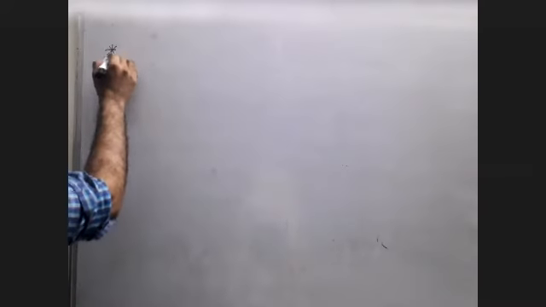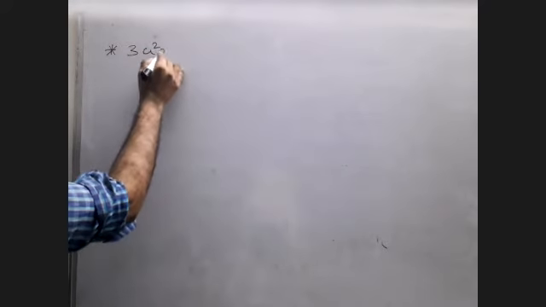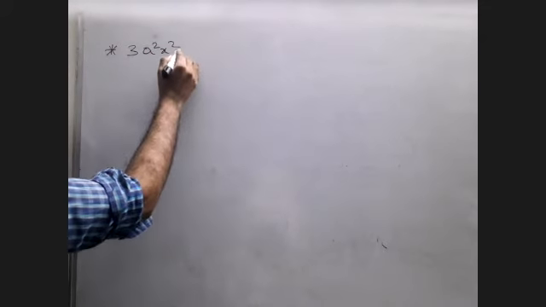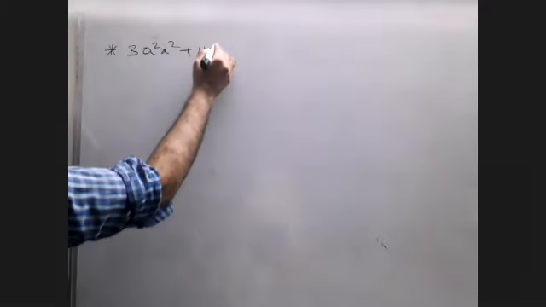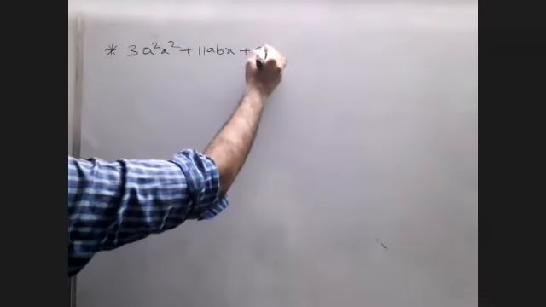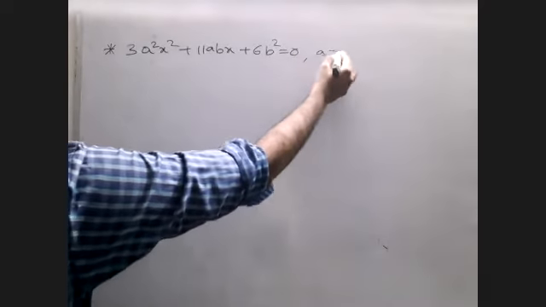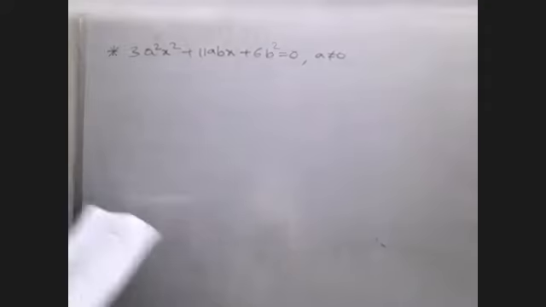Yeah, one more different question. Listen. Solve 3a square x square plus 11abx plus 6b square is equal to 0, where a is not equal to 0. I told you if a is equal to 0, then this total is 0, then this will be a linear equation. This is not a quadratic equation.